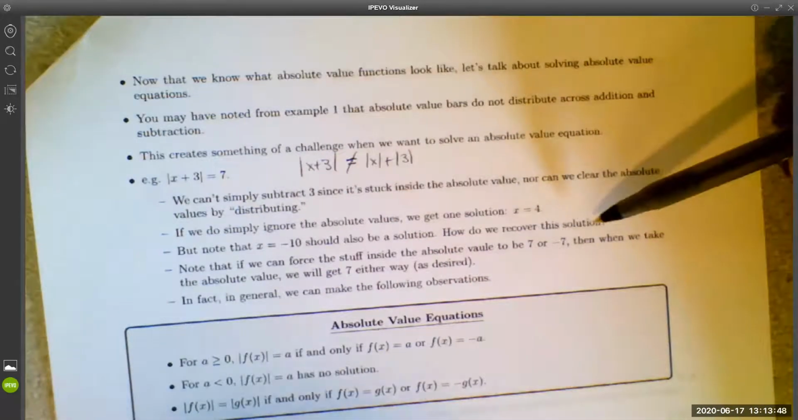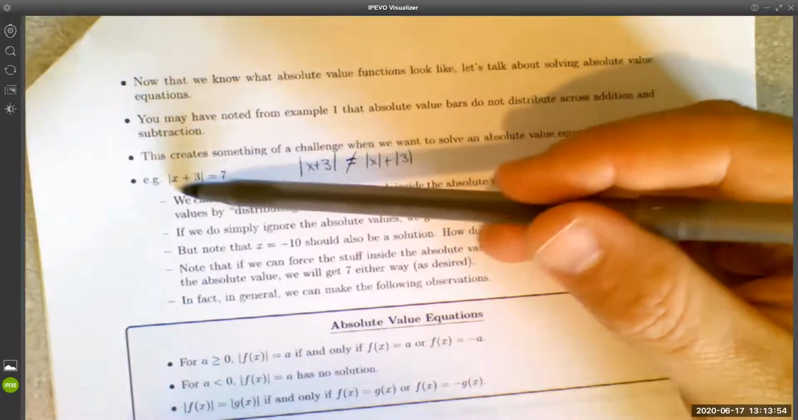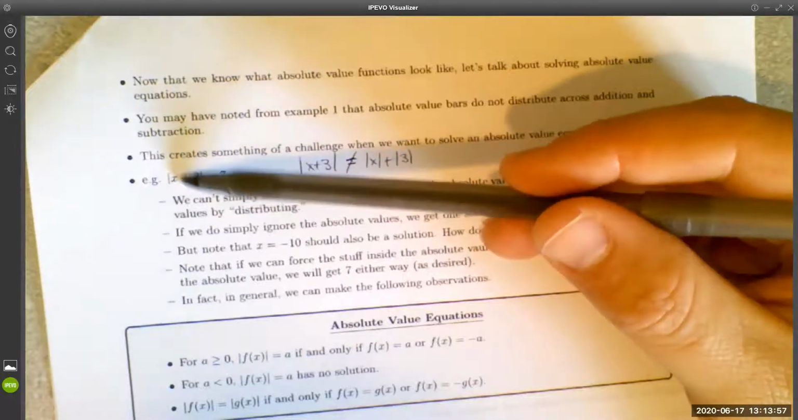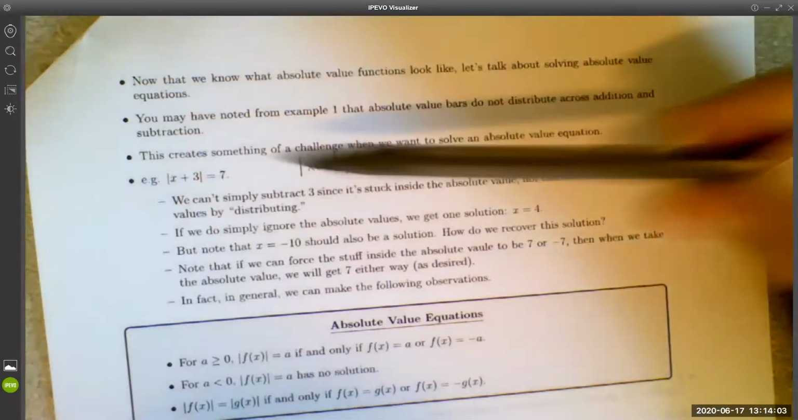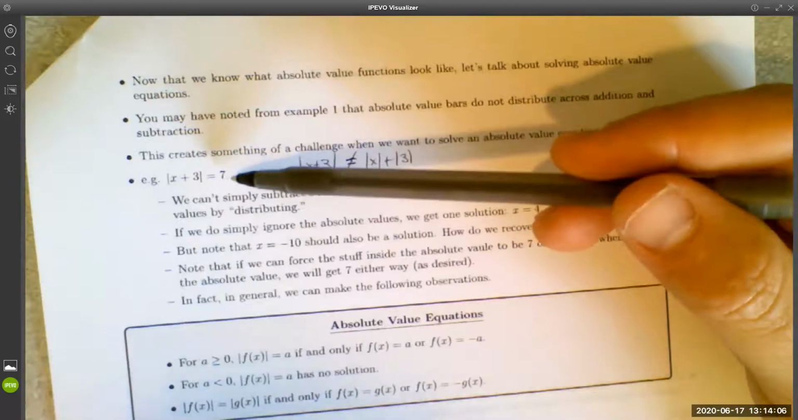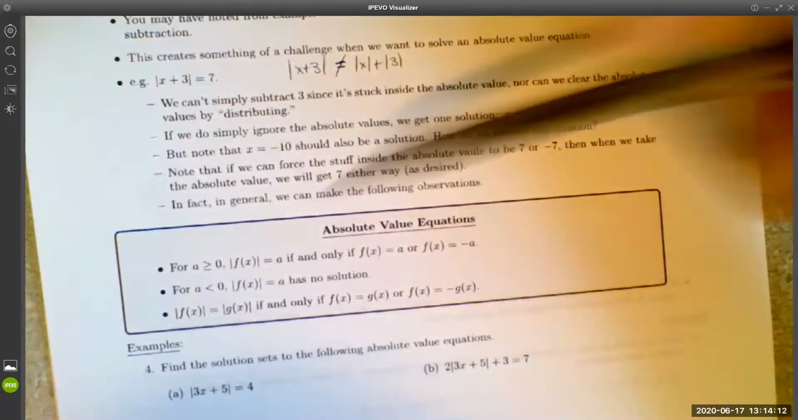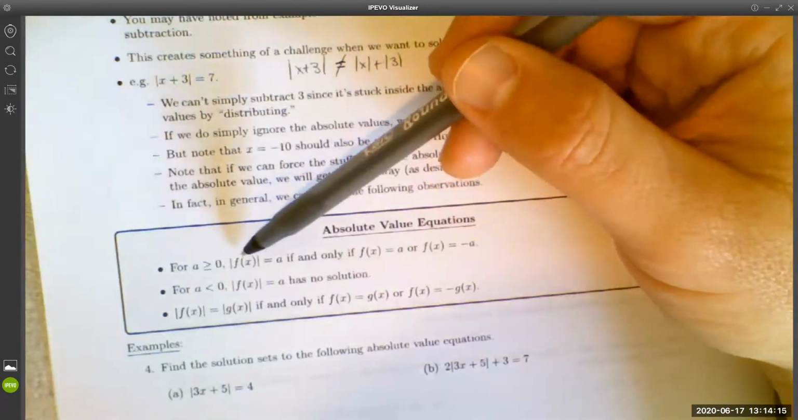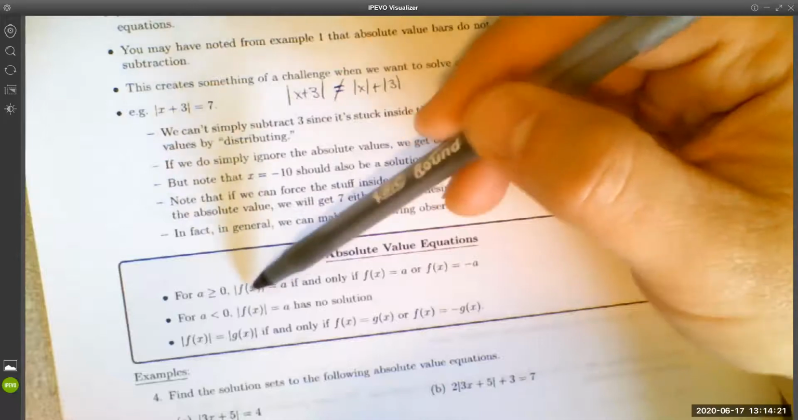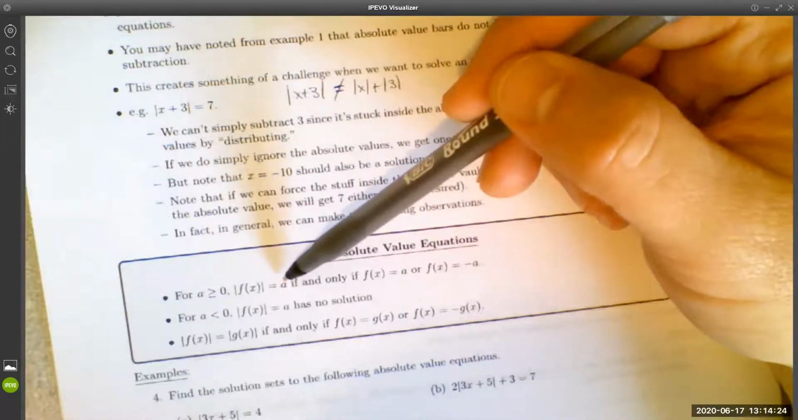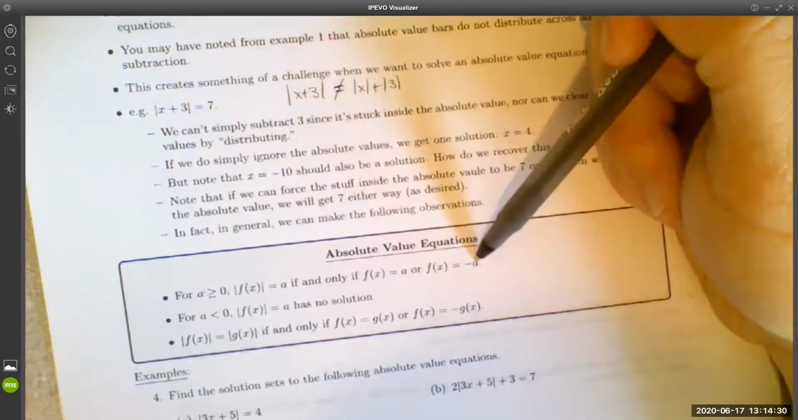So how do we recover this solution? Well, note that if we can force the stuff on the inside of the absolute value to be either 7 or negative 7, then when we take the absolute value of it, we're going to get positive 7, just like we want. So that is, generally speaking, how we solve absolute value equations that are kind of simple like this, right? We have a couple different cases. If you have absolute value of some function equal to some positive number, then it must be the case that the stuff inside the absolute value is equal to that number, or it's equal to the negative counterpart to that number.